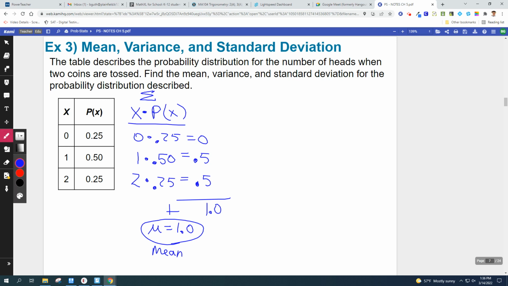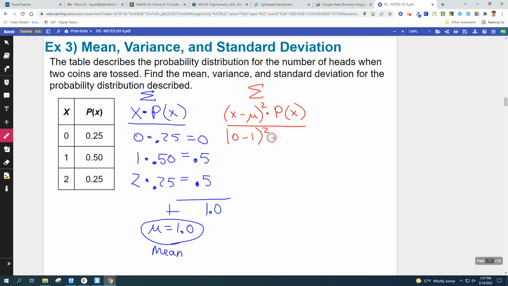For the variance, that one's a little bit harder. We want x minus mu squared times px. Px is just probability. Remember, x is the number 0, 1, or 2, and mu is that mean that we just found. So we're going to find each of those, and we're going to sum them up. In the first case, the first x is 0, minus our mu value of 1, squared times the probability value was 0.25.